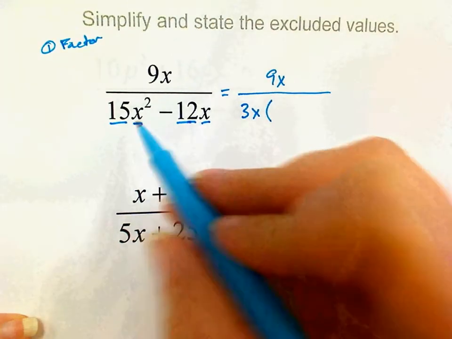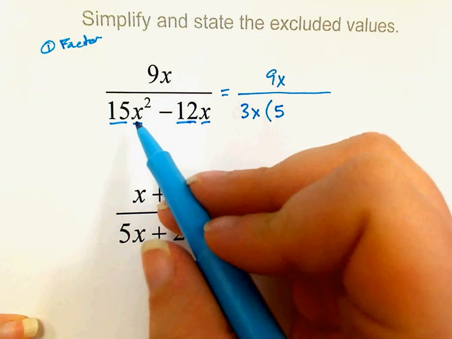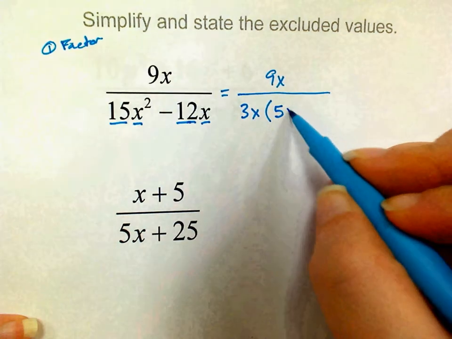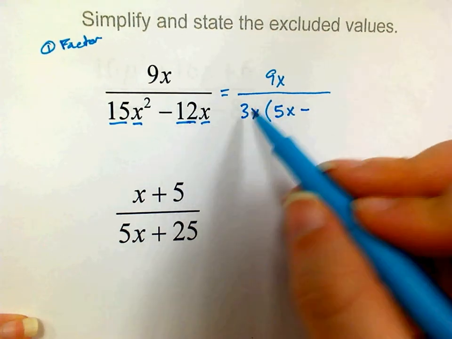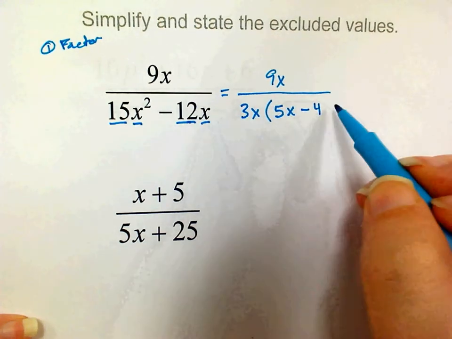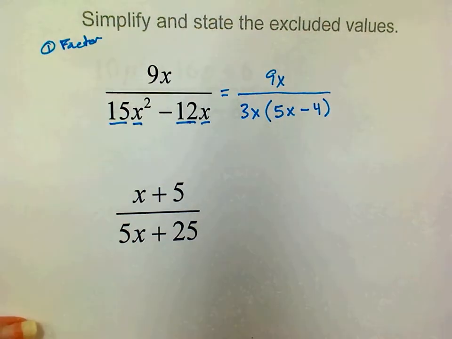When I factor a 3 out of 15, I'm left with a 5. Think of it as dividing. And then I factor 1x out of x squared, I'm left with another x. Okay? Minus 12 divided by 3 is 4, and then I factored out the x, so it's gone. Okay, so before I simplify, this is the expression that we've got.